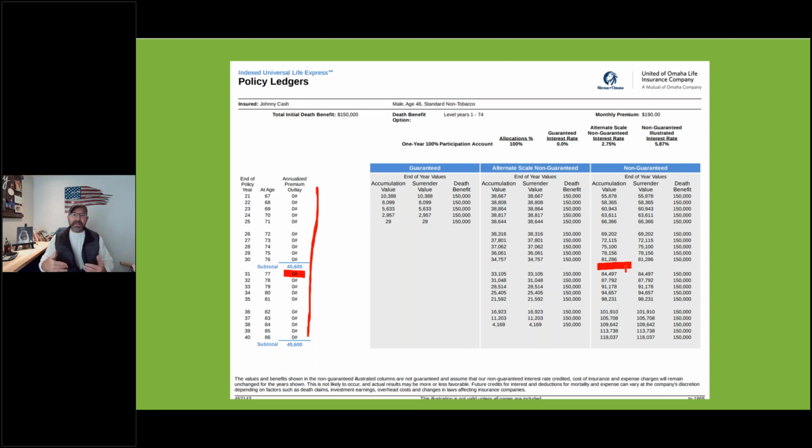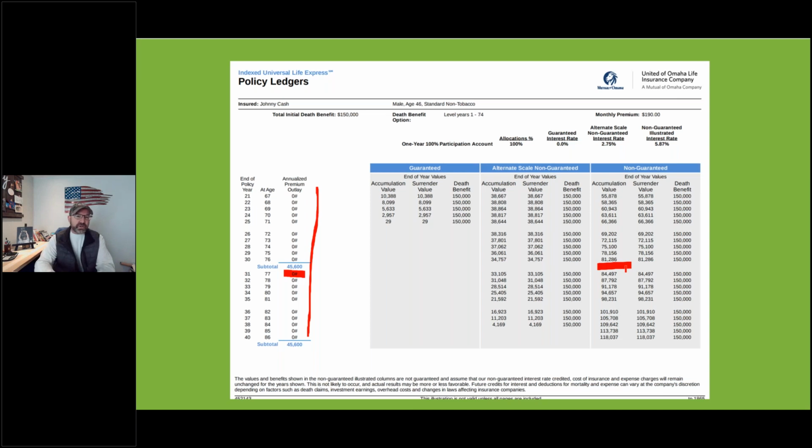Now, just think if they kept overfunding it. Just think if they put in 30 years of 190, that would be well over 100,000. What a phenomenal investment vehicle. It's the best of both. It's an investment and you get the death benefit. It's the best of both worlds.